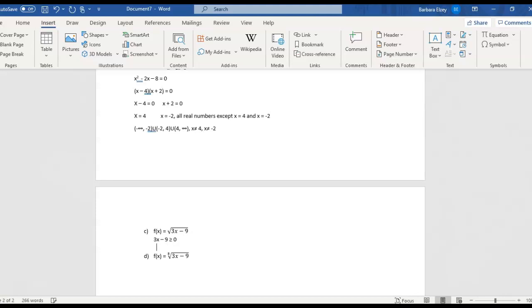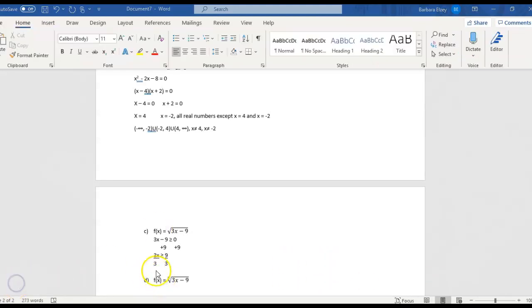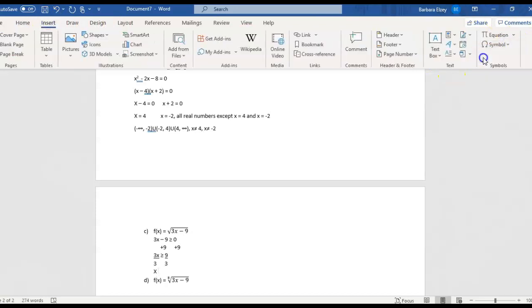All right, so let's add 9 on both sides, of course. That's going to give us 3x is greater than or equal to 9. And then let's divide out our 3. And when we divide out our 3, we end up getting x is greater than or equal to 3. Get my greater than or equal to symbol again. Now, remember when we were talking about interval notation and inequalities, this would be equivalent to 3 to infinity in interval notation. All right, so there's our domain.